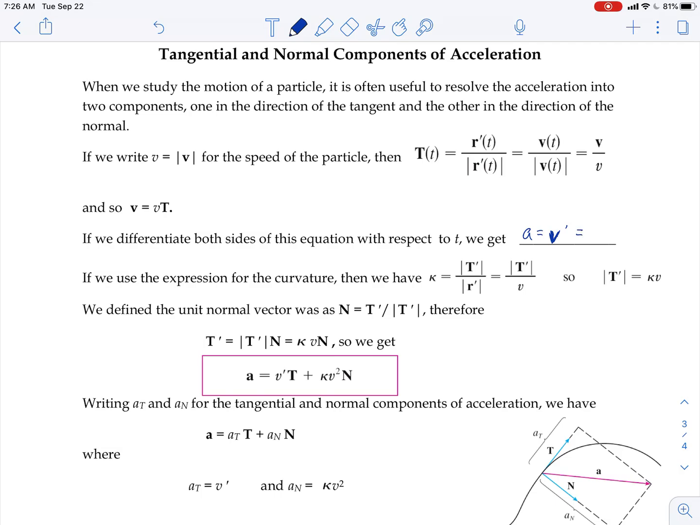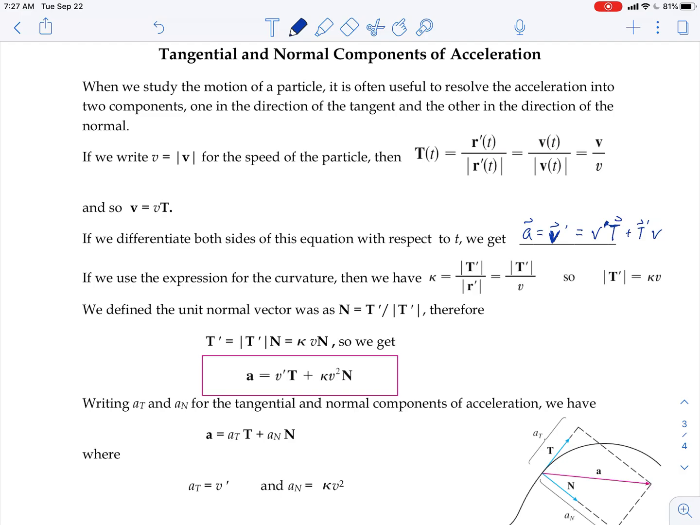On the right, it's going to be a product rule of speed and tangent. So the derivative of speed times the unit tangent vector, plus the derivative of the unit tangent vector times our speed. Denoting that v right there is just going to be speed; that doesn't have the vector notation above it.